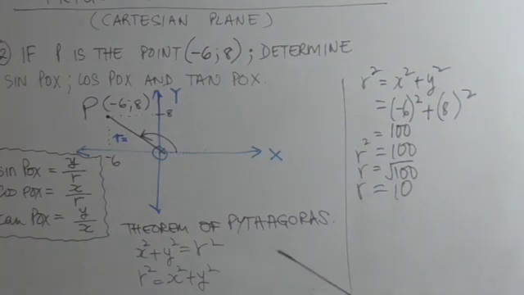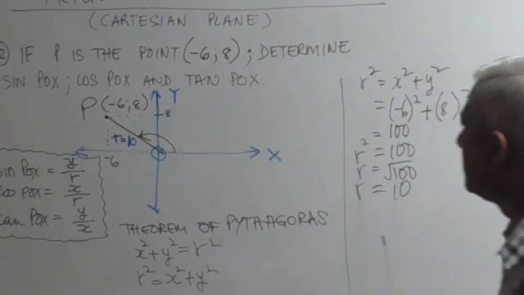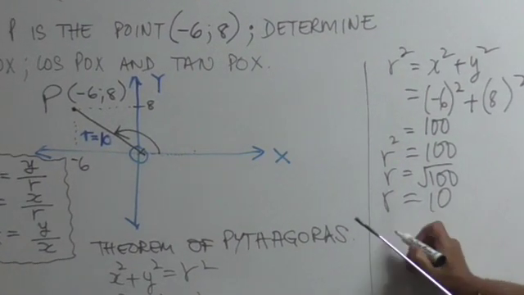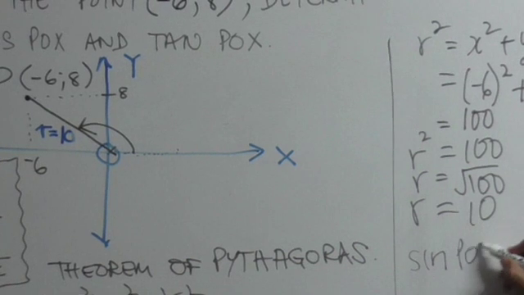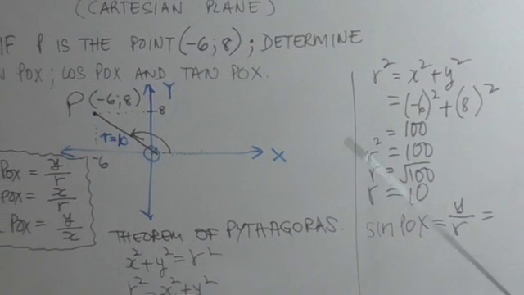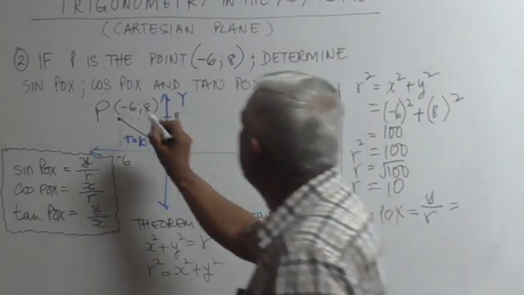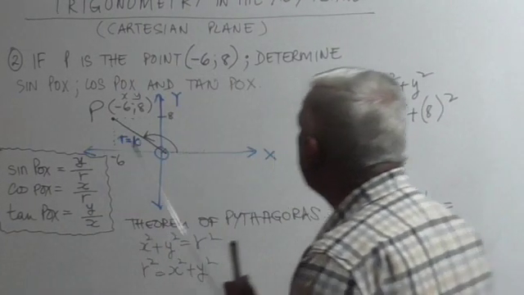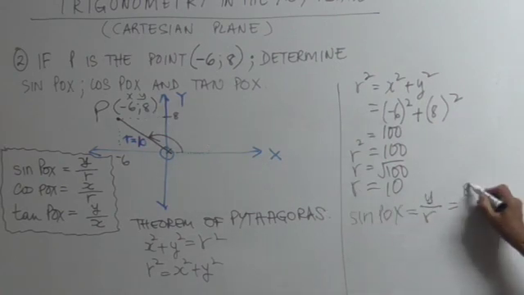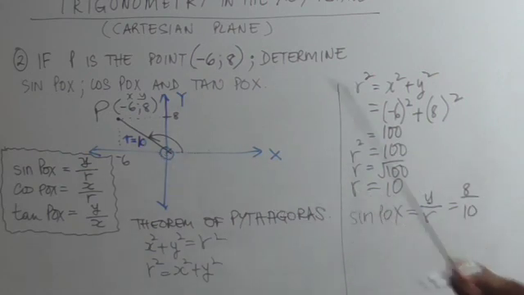Now we know R is 10. So we go to our diagram and we write down 10. R is 10. Now you want sin, cos and tan. Right. So sin P of x is equal to y over r. Now be careful. Oh, we should have written here: this is x, this is y. So y is 8, and r is 10.